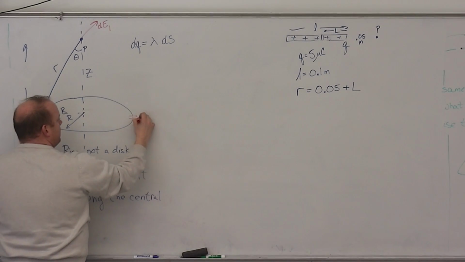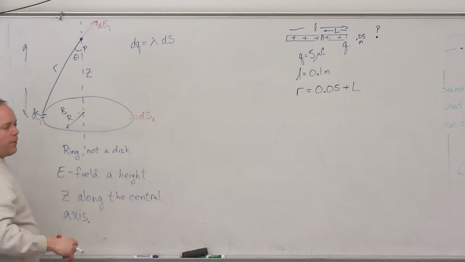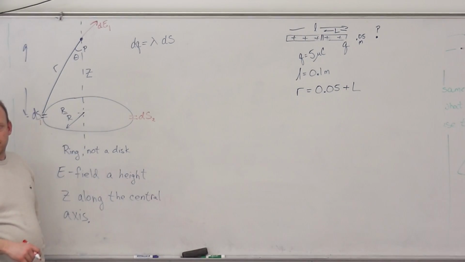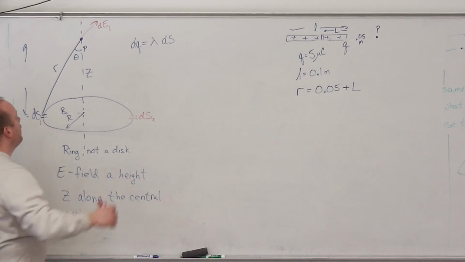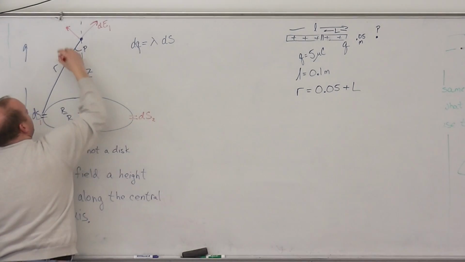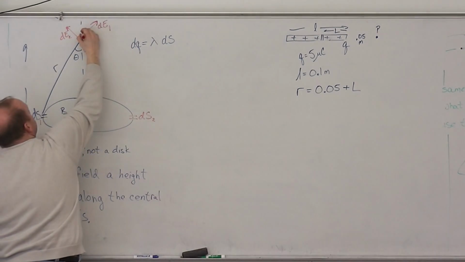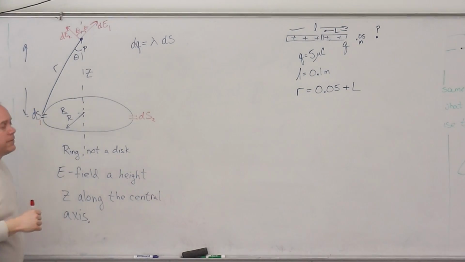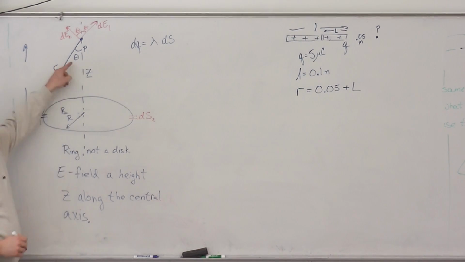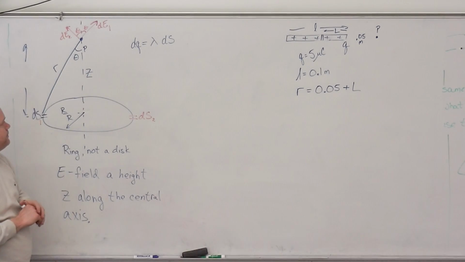Okay. Just say I have ds2 over here. Another little part. What way would the electric field point from that? It would go up like this. dE2. This is angle theta. This is angle theta. Everybody okay with that? These angles would have to equal this angle here.